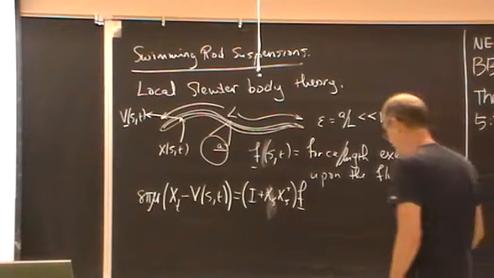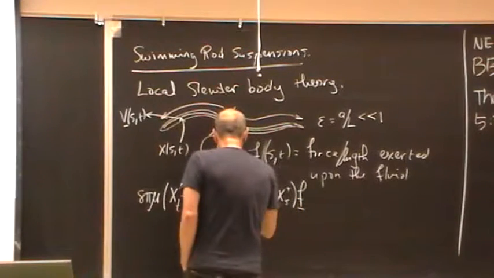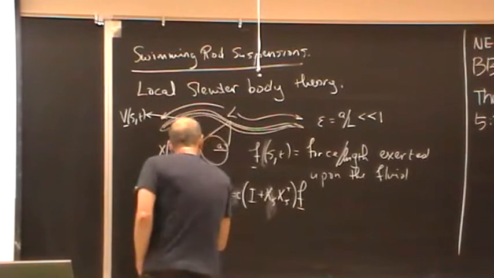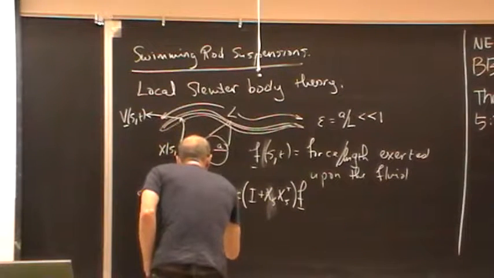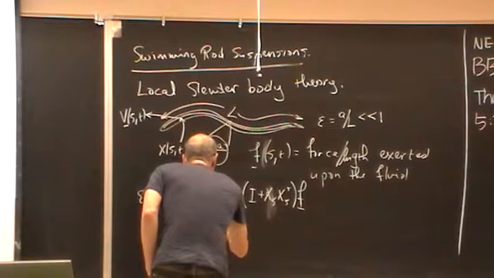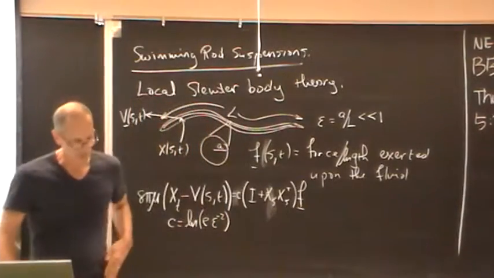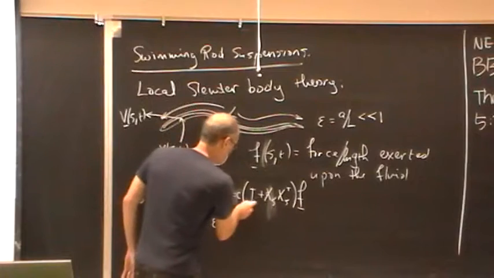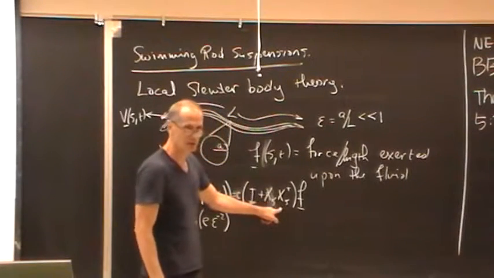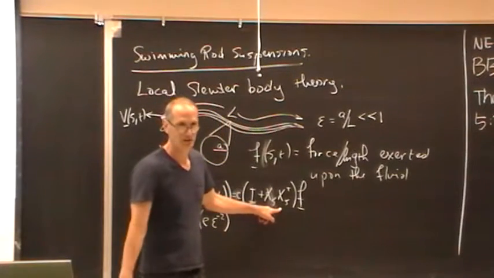Okay? And I forgot something. There's a constant here. And this C is the log of e epsilon to the minus 2, plus or minus 2. Sorry, what's I? I is the identity. That's a tensor. That's a rank 1 tensor. There's that usual stuff again.